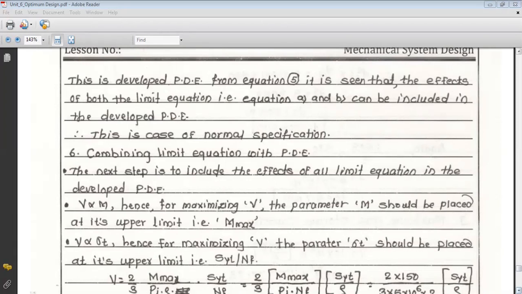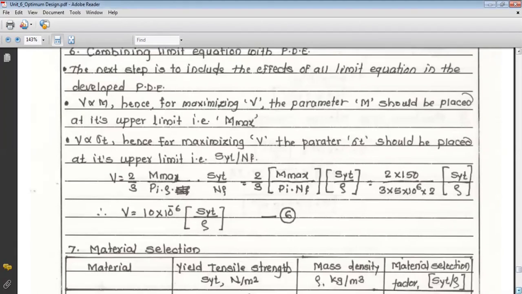So we get, now our equation is 2 by 3. Now the value of m is replaced by m maximum, and sigma t is replaced by SYT upon factor of safety. And P and rho both are same, that is Pi into rho. So we get 2 by 3. Now the known values are maximum mass, Pi and NF, and the material selection factor is SYT upon rho. So this is our material selection factor.